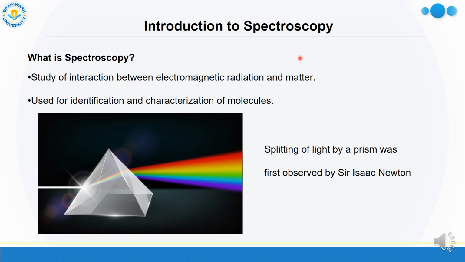Now, spectroscopy is very much useful for identification and characterization of molecules. You have already observed that when white light passes through a prism, it will be split into 7 different colors. So this is part of spectroscopy. Now the splitting of light was first observed by Sir Isaac Newton.